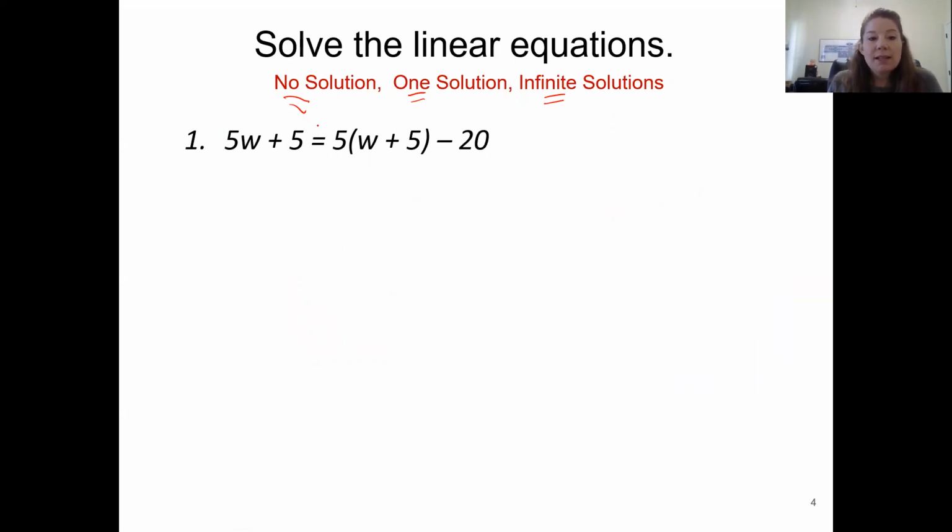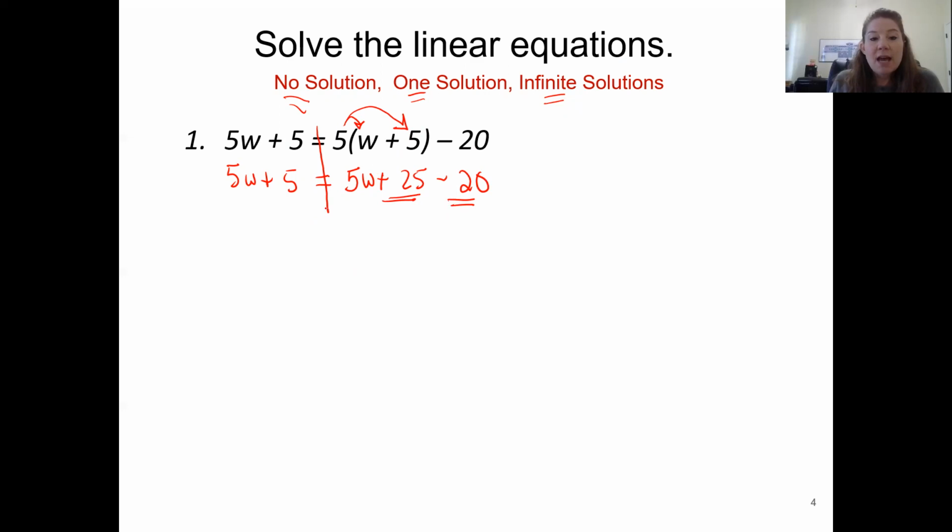So if you notice, there are variables on both sides of my equal sign. So the first thing I've got to do is get rid of these parentheses by distributing everything in the parentheses by 5. So I'm going to bring down what's on the left side of the equal sign exactly like I see it. On the right side, I'm distributing: 5 times w is 5w, 5 times 5 is 25, and I'm going to bring down my minus 20. So now I have like terms right here. I have a positive 25 minus 20.